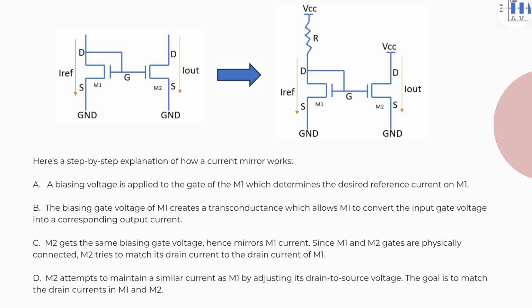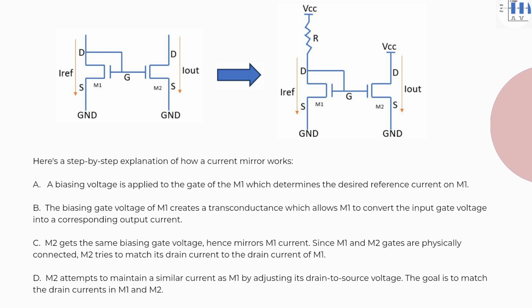Here's a step-by-step explanation of how a current mirror works. A. A biasing voltage is applied to the gate of M1, which determines the desired reference current on M1. B. The biasing gate voltage of M1 creates a transconductance which allows M1 to convert the input gate voltage into a corresponding output current.